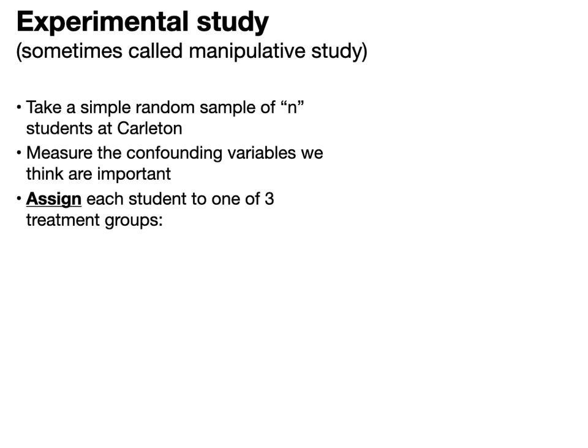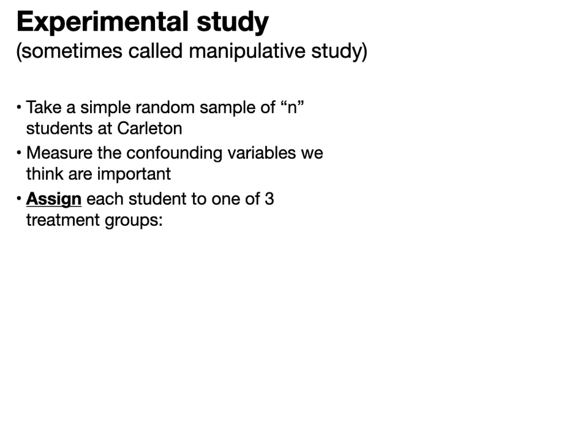Okay. So let's look now at how we could study the same research question using an experimental study where we do a manipulation of our key independent variable. So again, we need a random sample of n students at Carleton. We still need to measure any confounding variables we think are important. That's the same as in our observational study. But now we have to decide what our treatment groups are going to be and how many we are going to have. And then we assign the students in our sample to different groups.